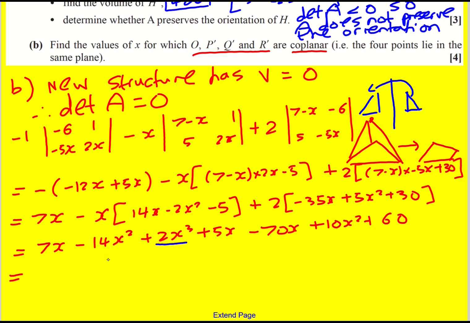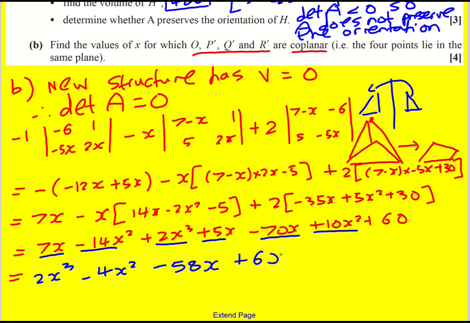So, I've got my 2x cubed. Then minus 14x squared plus 10x squared, that's minus 4x squared. Then minus 70x plus 7x, let me add the 12x. So I've got 12x minus 70x, that's going to be minus 58x, and then plus 60 is equal to 0. Okay, and finally set it equal to 0 after all that calculation.